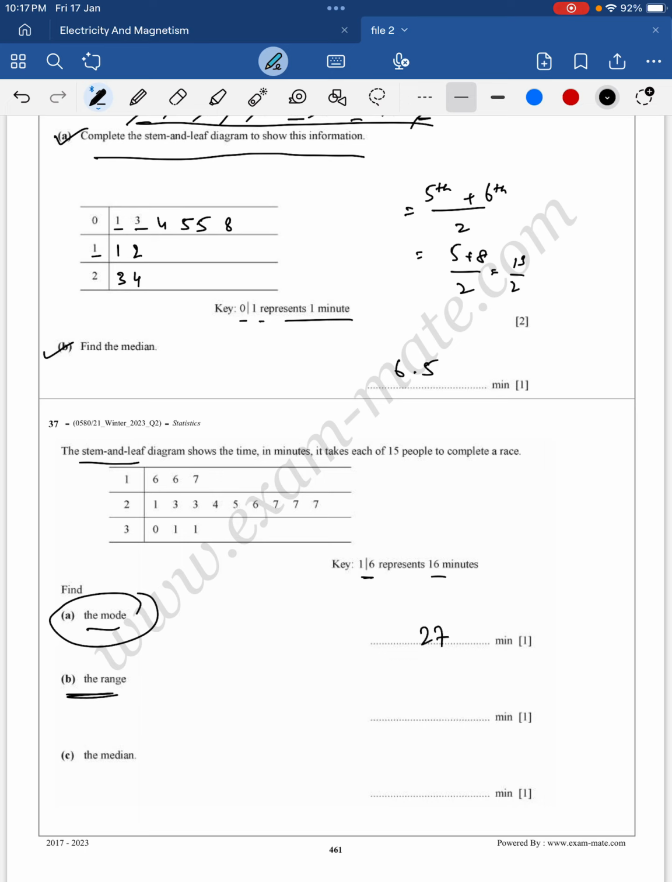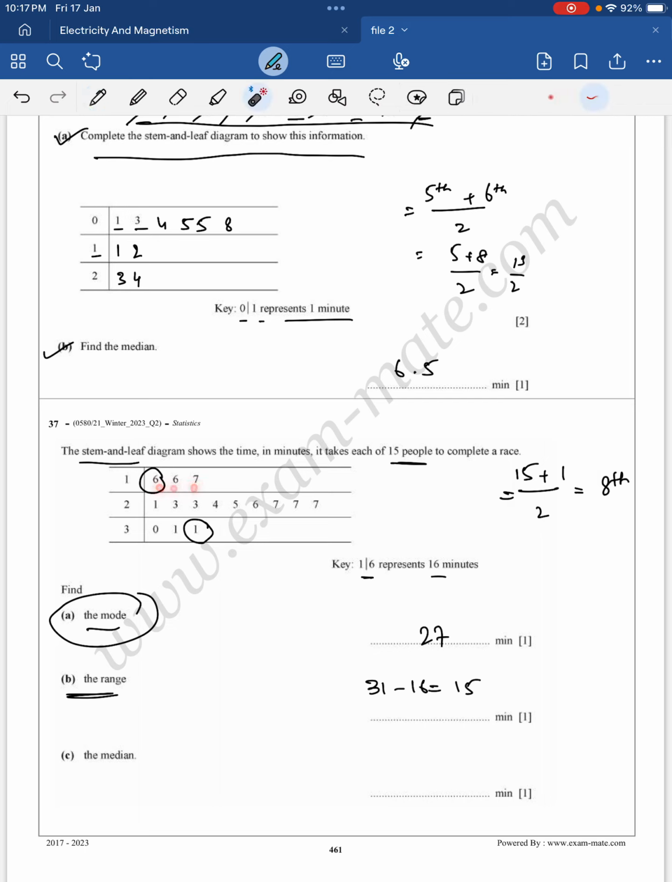What is the range? Range is the maximum minus the minimum. The maximum value is 31. The minimum value is 16. So 31 minus 16 equals 15 minutes. For the median, we have 15 people's data, right? So 15 is odd, and for odd we simply add 1 to the number of data values and divide by 2. It means 15 plus 1 is 16, and 16 upon 2 is the 8th value. And what is the 8th value? 1, 2, 3, 4, 5, 6, 7, 8, it is 25. Right? Okay.